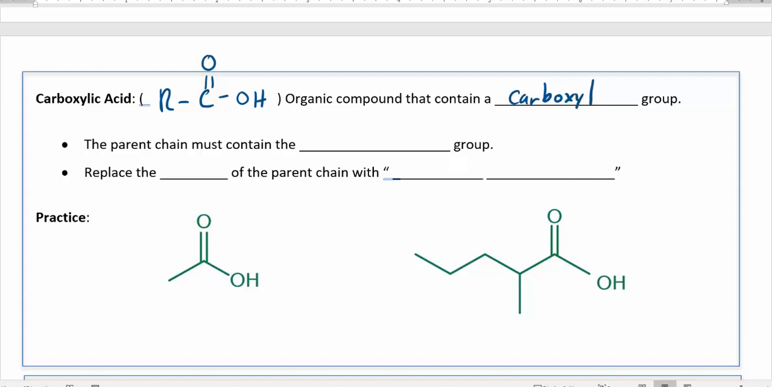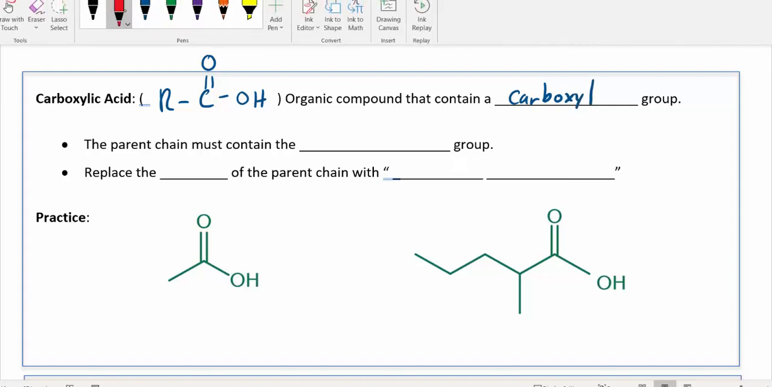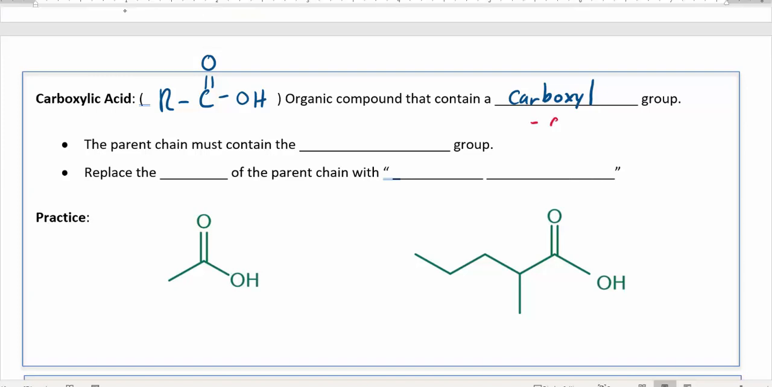So as we've started to see in organic chemistry, some of these things, this C double bond O, OH, gets a special name called a carboxyl group. And anytime you see that, the parent chain must contain the carboxyl group. And to name it, we're going to replace the E at the end of the parent chain with oic acid.